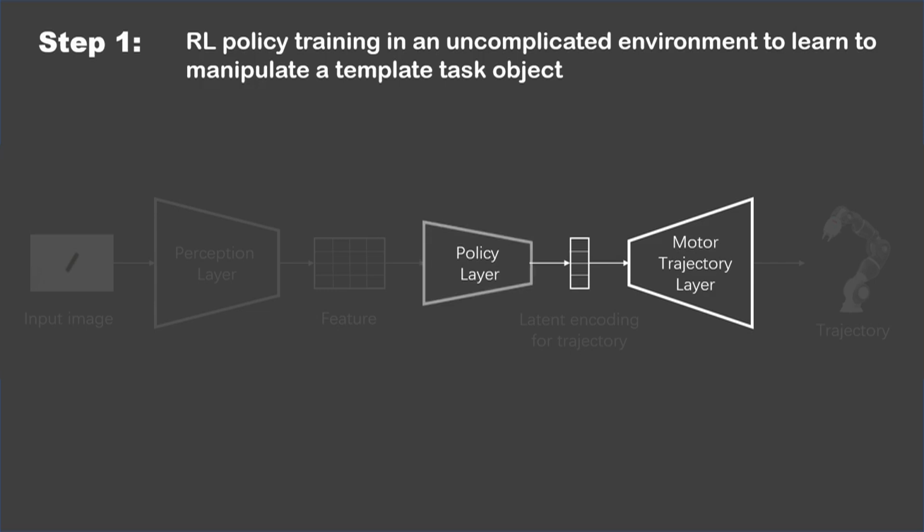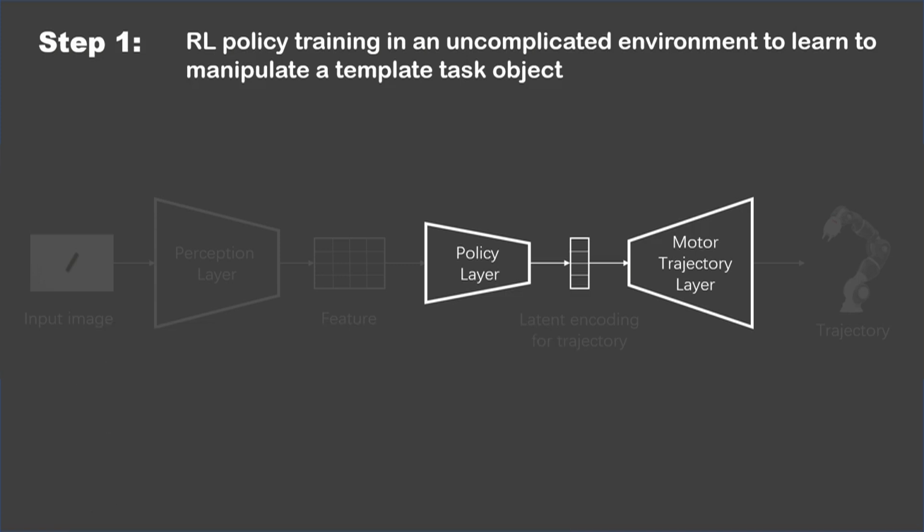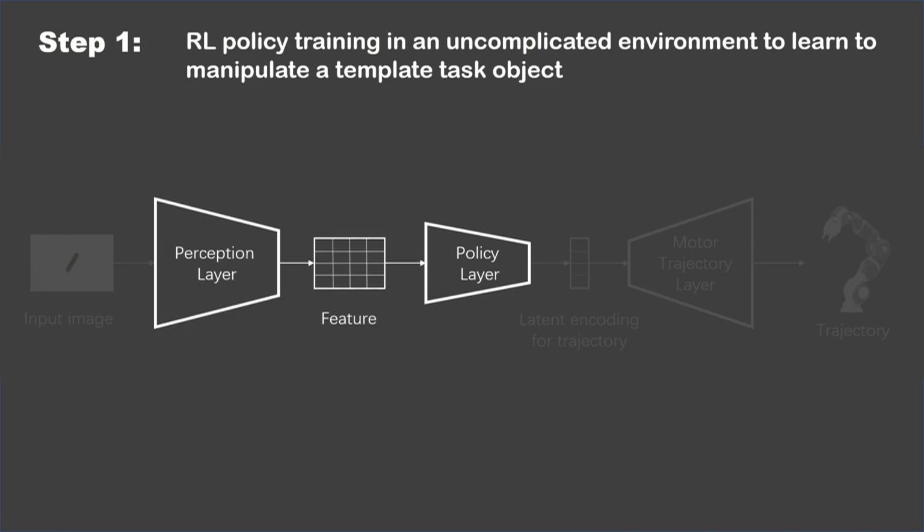The policy layer is trained using reinforcement learning, which maps visual features to the given latent space of the motor trajectory layer. Since training the policy layer and the motor trajectory layer is not the main focus of this paper, we recommend you check out our earlier work for detailed explanation. After we train the policy, we have a perception layer and the policy layer that maps the input image of a simple task to a latent encoding which can be used to generate the trajectory to complete the task.